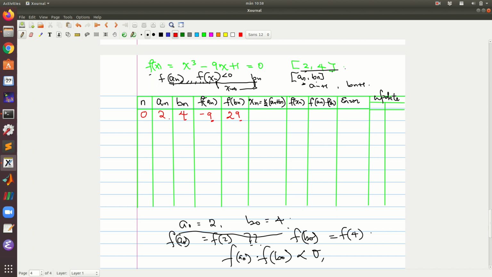That means we are sure that the root lies between 2 and 4, and therefore we compute our xn, which is 1/2 of 2 plus 4. So 2 plus 4 is 6, and 1/2 of that is 3. And then we find f of 3. We substitute 3 in our equation f of x and compute it. The answer is 1.